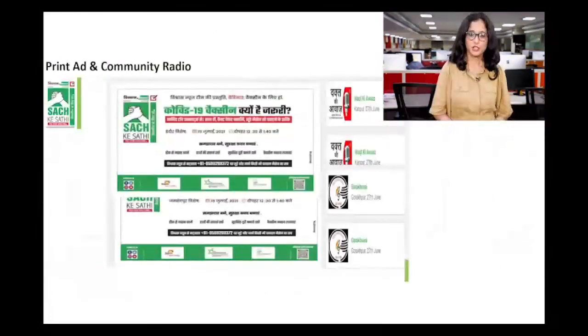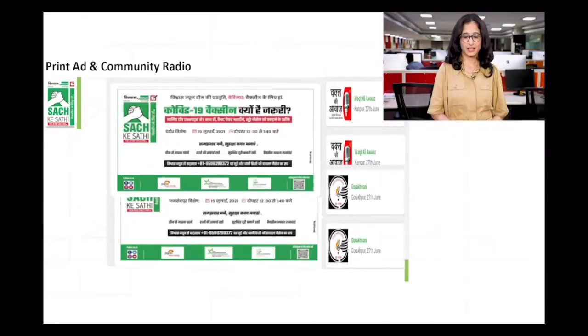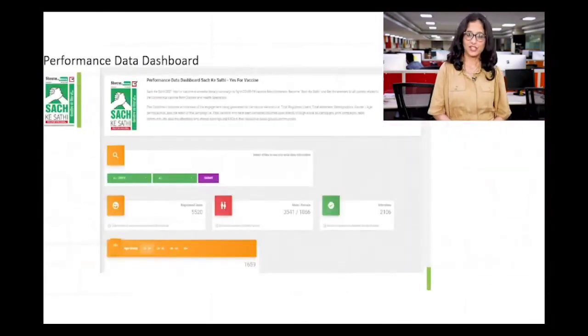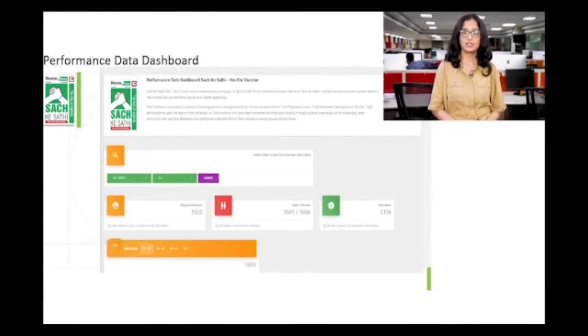Through community radio programs, Sach ke Sathi was broadcasted in villages at regular intervals. We also created a dashboard where we tracked the performance and analyzed the data related to each session. The data was bifurcated city-wise, gender-wise, on the basis of age group, direct reach, social reach, videos, podcasts, etc.